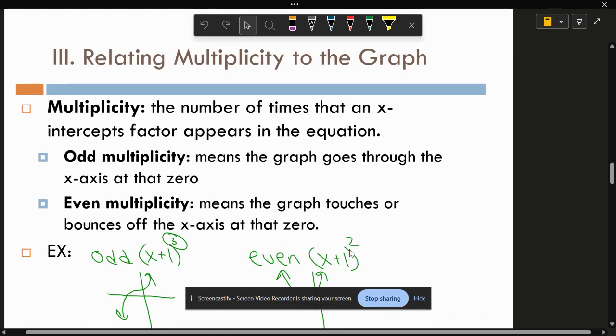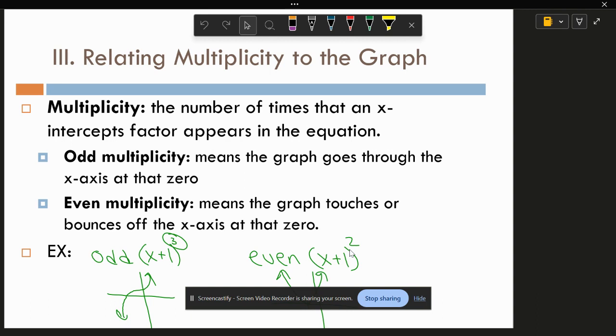Next up is how we relate something called multiplicity to the graph. Multiplicity is the number of times that an x-intercept factor appears in the equation. So odd multiplicity means the graph goes through the x-axis at that zero. Even multiplicity means that the graph touches or bounces off the x-axis at that zero.